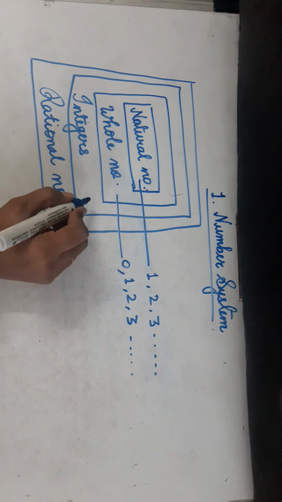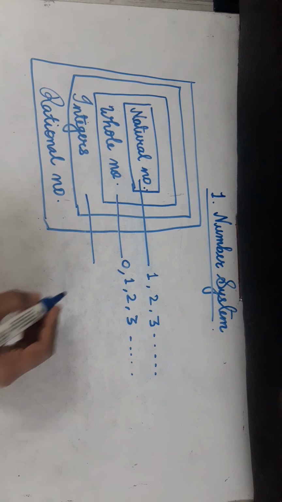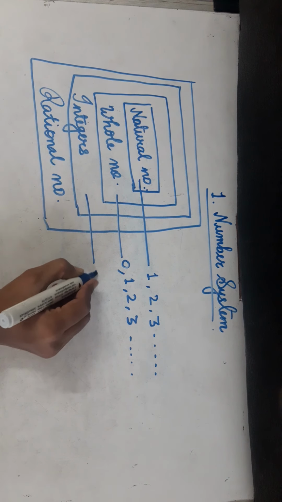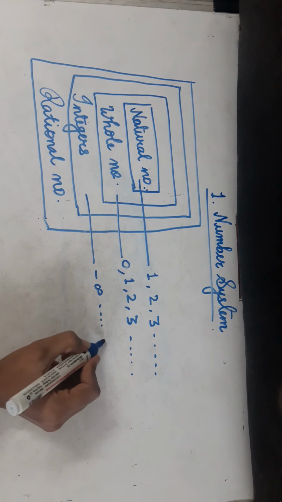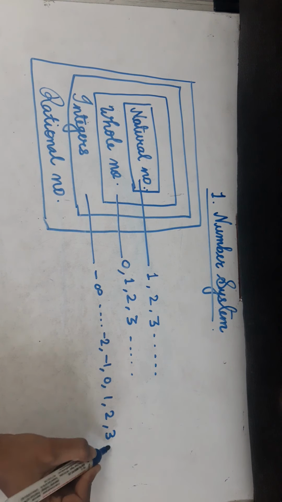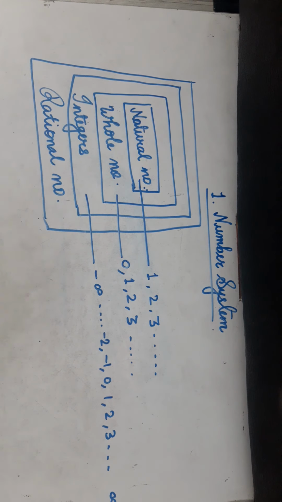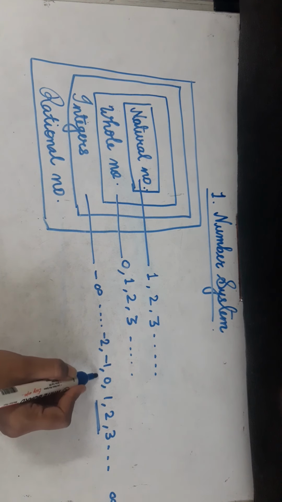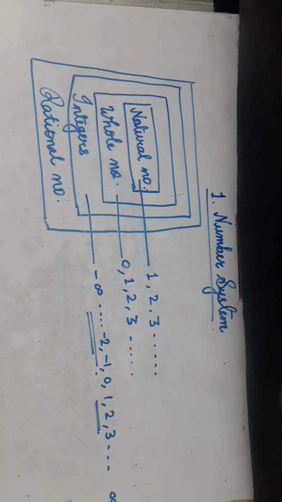Okay, then integers. If we add negatives of natural numbers to the whole numbers, then we get integers. So from minus infinity, so integers are of two types: positive integers and negative integers. Clear? So when we add negatives of natural numbers to the set of whole numbers, we get integers.